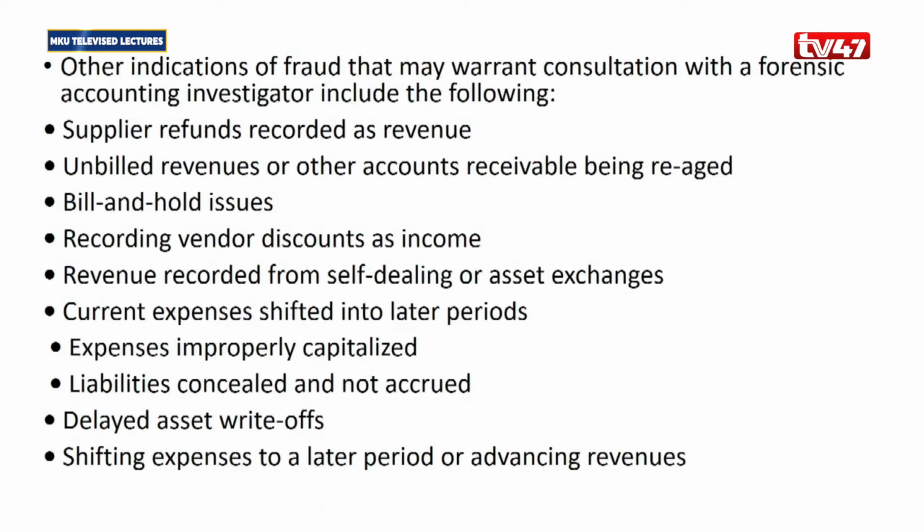Then you still have more. We still have supplier refunds recorded as revenue. So this refund, instead of going out, it's shown as if it is money still coming in. Then also bill and hold issues, when you record discounts as income, and also expenses are being shifted into a future time.